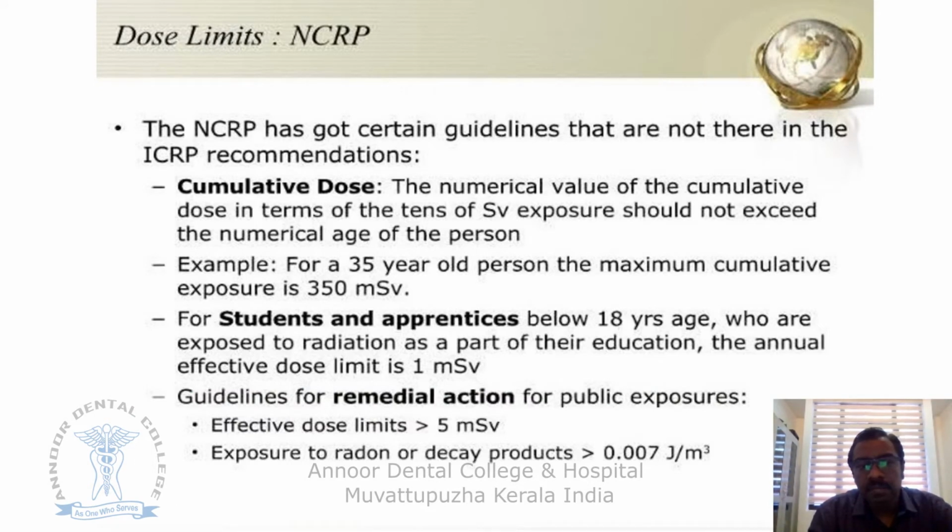So the cumulative dose, the numerical value of the cumulative dose in terms of sieverts exposure, should not exceed the numerical age of a person. So for a 35-year-old patient, you use a calculator and it will be 350 mSv. Then for guidelines for remedial action, the public exposure effective dose limit will be less than 5 millisieverts.